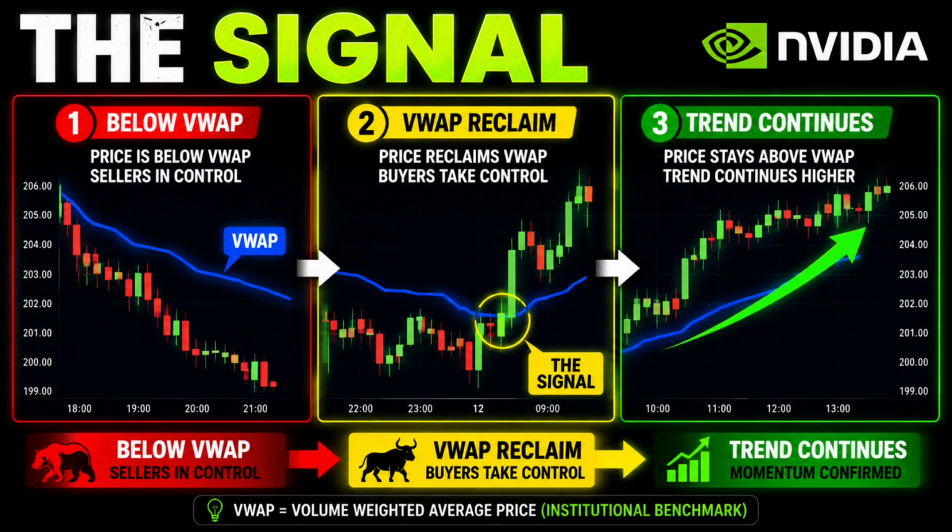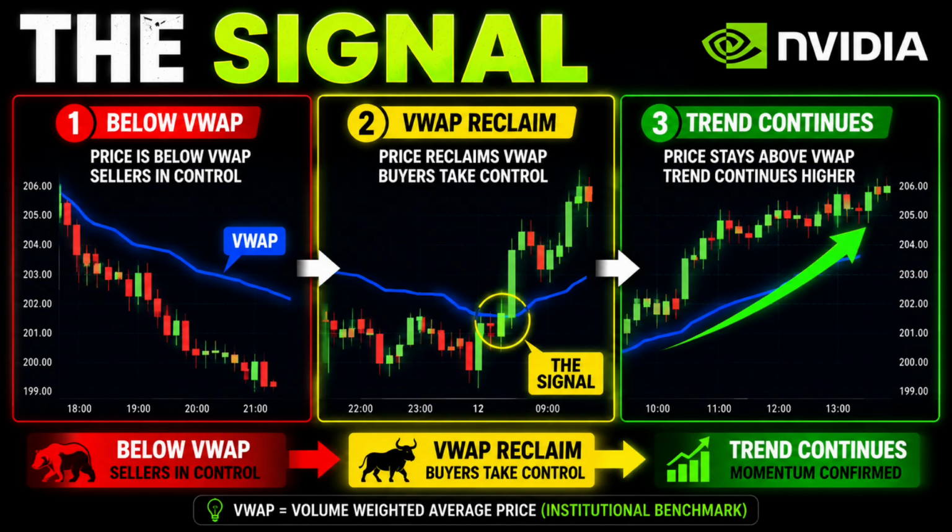This is where the signal shows up. Price was below VWAP, then it reclaimed VWAP, and after that, the trend continued higher. The reclaim does not guarantee the stock will explode, but it gives a clean clue that momentum may be shifting. Instead of guessing, traders can say, buyers are starting to take control, price is above the fair price of the day, and now I have a reason to watch for continuation.